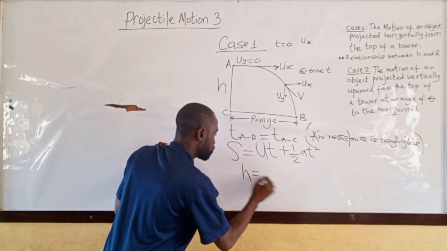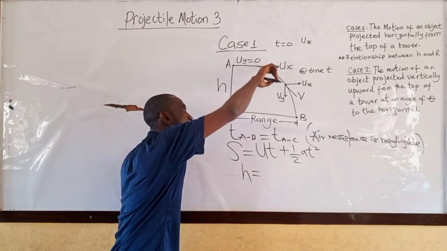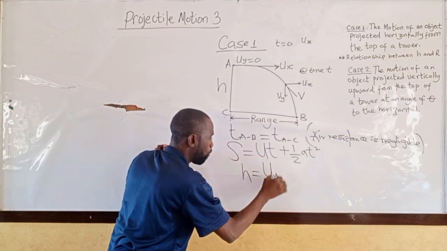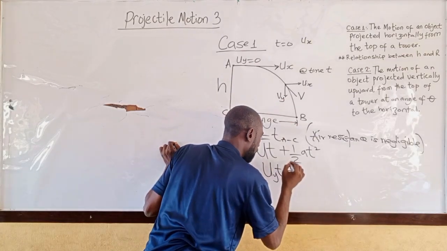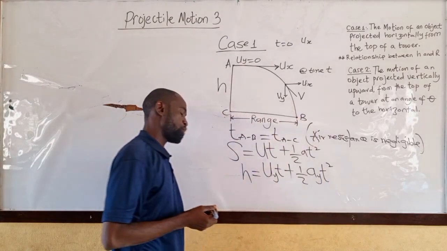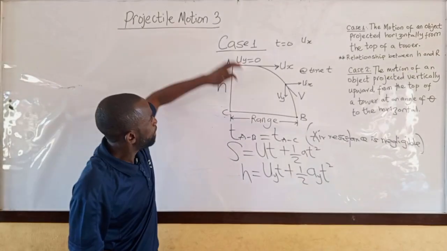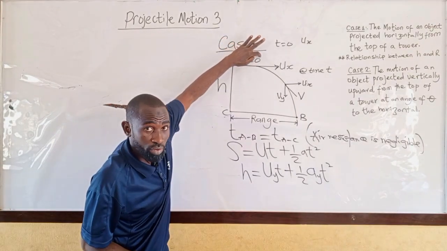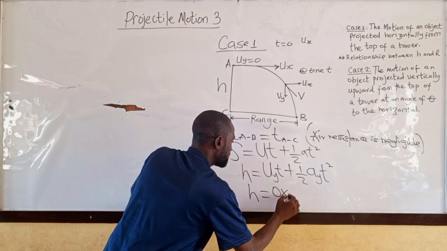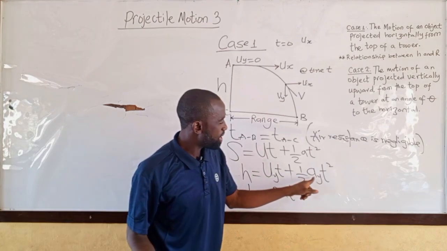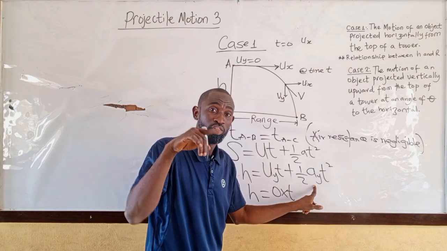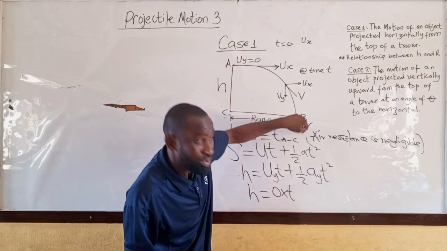h, because it's in the vertical manner. This one will become u_y t plus half a_y t squared. Now recall, we said our u_y equals 0. So it implies our h will be equal to 0 times t. Now, our a_y is the acceleration due to gravity. And because the body is coming down, it will be positive.